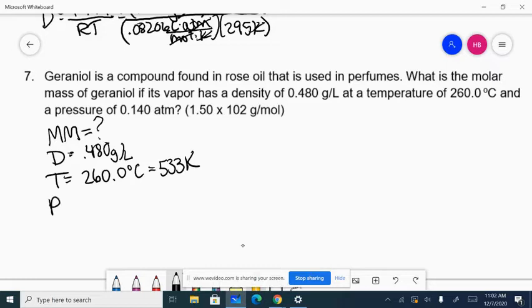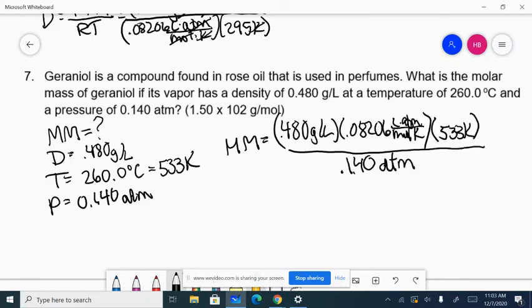And a pressure of 0.140 atm. This is just plugging it into the formula. Cancel, cancel, cancel, and we get units of grams per mole, which is acceptable.